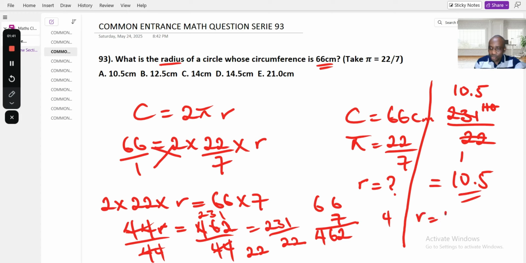Radius will be 10.5. Do you have 10.5 there? Yes, A. Our final answer is A. Let's move to the next question.